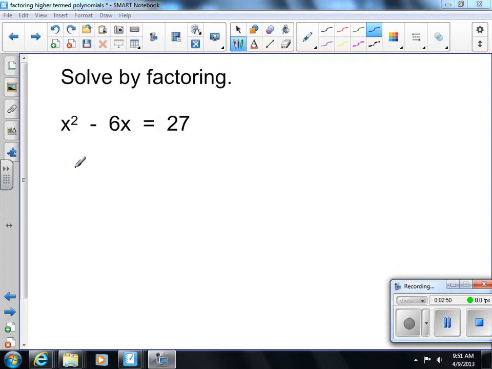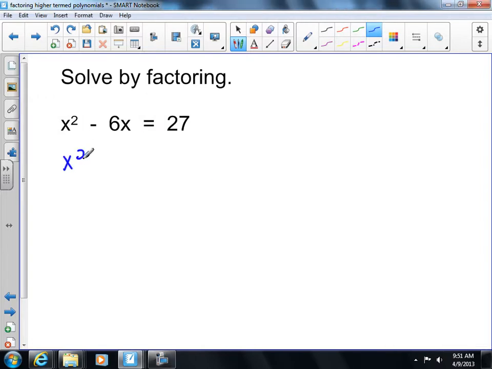All right, so let's take a look at this example. Now you notice, is it set equal to 0? It is not. So let's do so. We'll have x squared minus 6x. What do I do to move the 27 over? Subtract 27. Good job. Will be equal to 0.